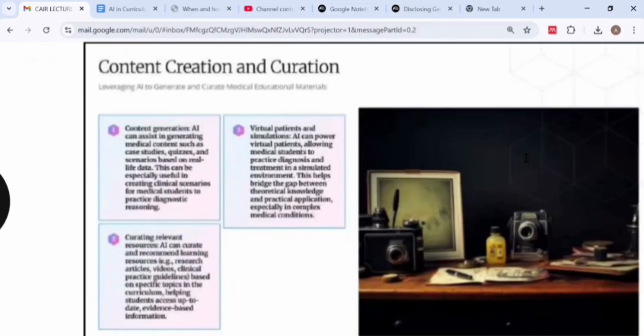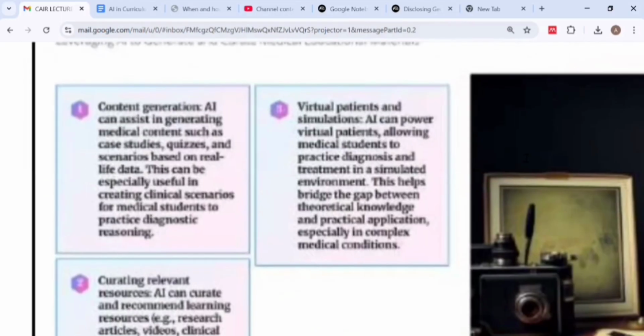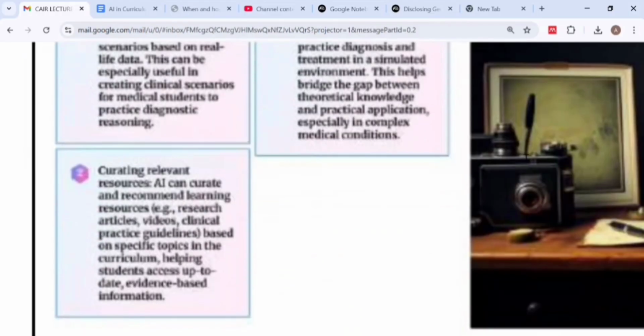Content creation and curation. Content generation. AI can assist in generating medical content such as case studies, quizzes, and scenarios based on real-life data. This can be especially useful in creating clinical scenarios for medical students to practice diagnostic reasoning.